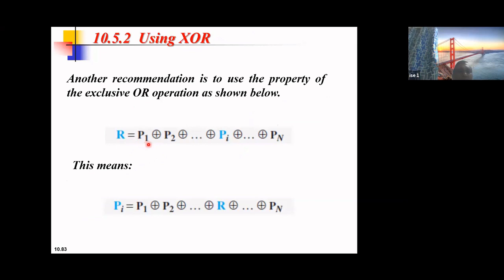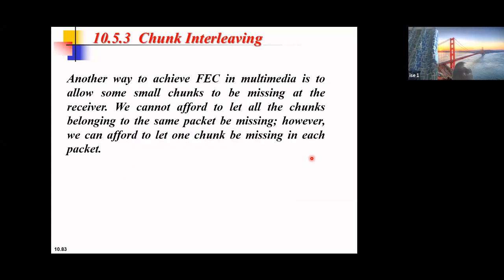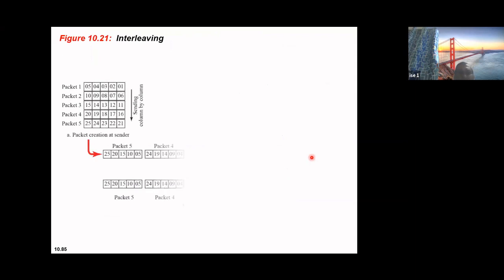You take P1, P2, and so on, Pi. All these are nothing but the bit values. Okay. So finally, you have chunk interleaving and all. This is not that much needed.